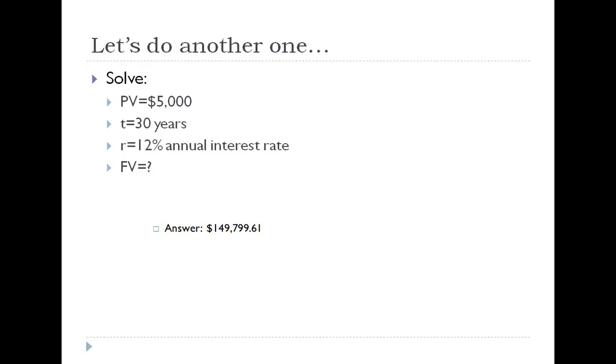Here's another one that you can try just to see if you can do it correctly. Present value of $5,000, so we're going to invest $5,000 for 30 years at 12% annual interest. What is the future value? The correct answer is located here at the bottom of the screen.